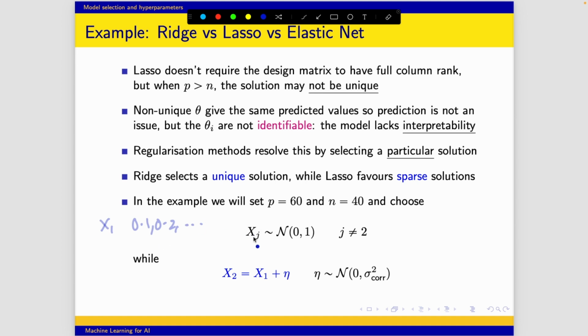So we're going to select x1 and all of the features except the second one randomly, according to a standard normal. So this is a normal distribution with a mean of 0 and a standard deviation or variance of 1. All of them except the second one are going to be selected like this. Once we've selected these, we mustn't confuse the subscript j here with the subscript i for data points.